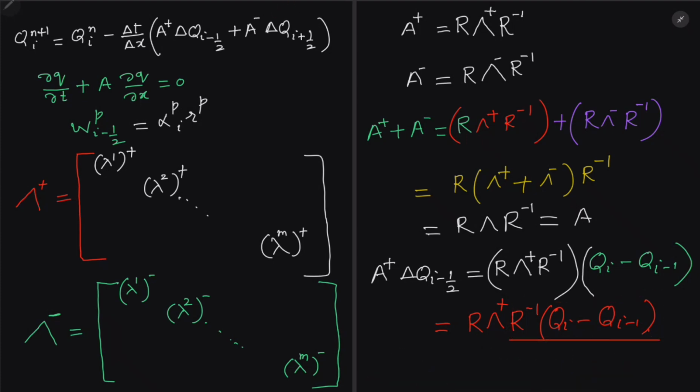So this quantity becomes R omega plus, and this quantity becomes alpha I minus, where we are calculating at I minus 1/2. So we have A plus delta q I minus 1 half is equal to R omega plus alpha I minus 1 by 2.